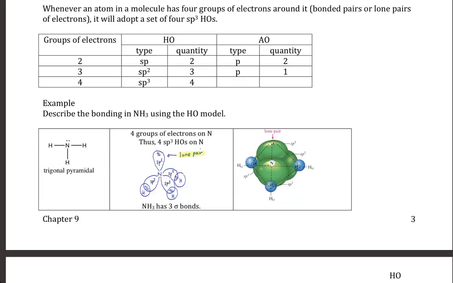Whenever an atom in a molecule has 4 groups of electrons around it, they can be bonded pairs or lone pairs of electrons, it will adopt a set of 4 sp3 hybrid orbitals. So we have a table here that we will talk about each group of electron type. We're in the group of electrons 4, so we have 4 groups of electrons about the carbon atom. So we have hybrid orbitals quantity 4 of them, and they are type sp3. We have no atomic orbitals left over.